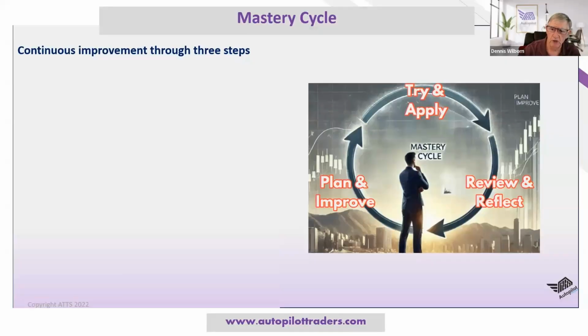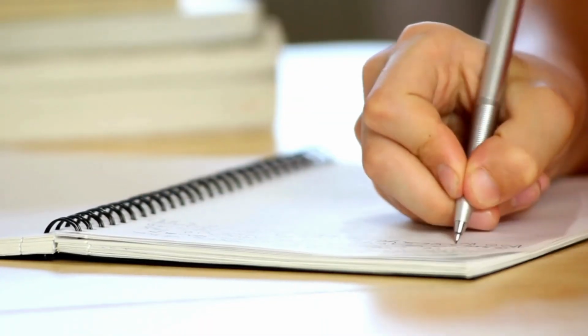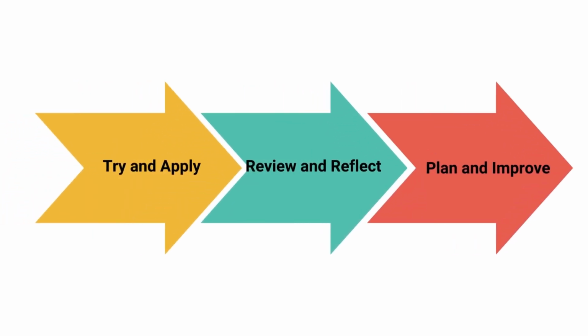To integrate and accelerate your mastery principles, we propose a cycle of continuous improvement through 3 actionable steps. Now, you're going to need a journal to do this because we're going to talk about try and apply, review and reflect, and plan and improve.